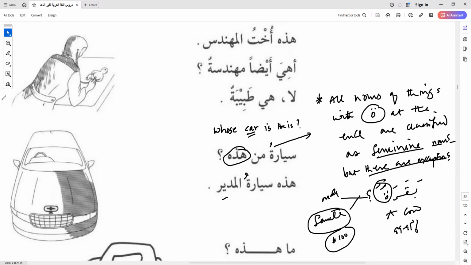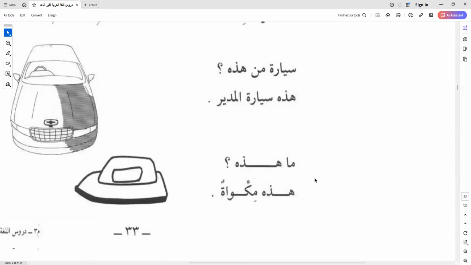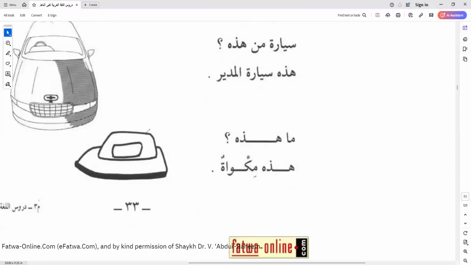Let us move on to the other part. ما هذه? What is this? هذه مكواة. مكواة, if you can see, an iron.